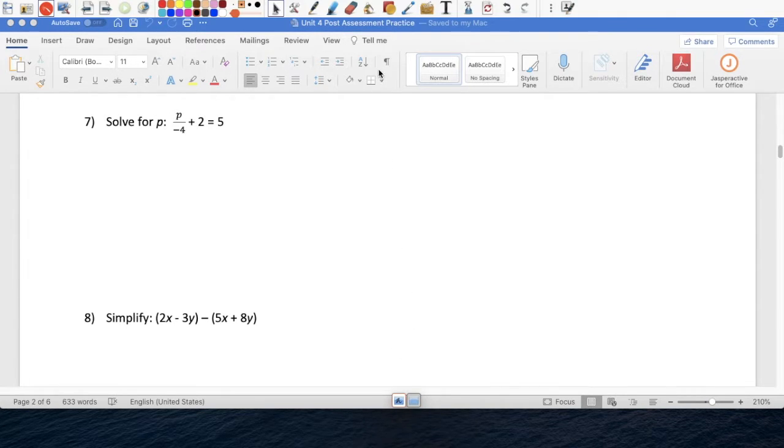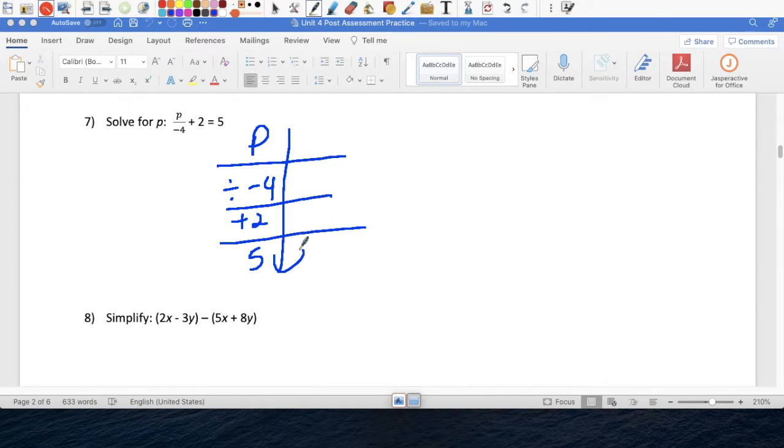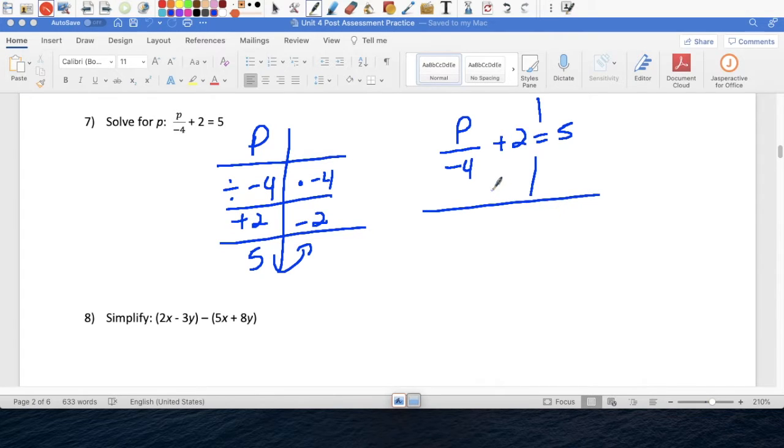Here, I know we did this in class, so I'll do it again. Here's my variable p. It's being divided by negative 4 plus 2 equals 5. So we're going to do minus 2 and times negative 4. So p over negative 4 plus 2 equals 5. We're going to do minus 2 first. Minus 2. That goes away. We get p over negative 4 equals 3.